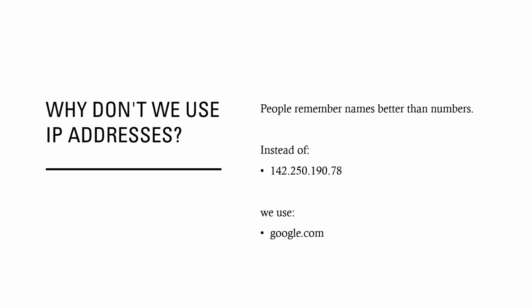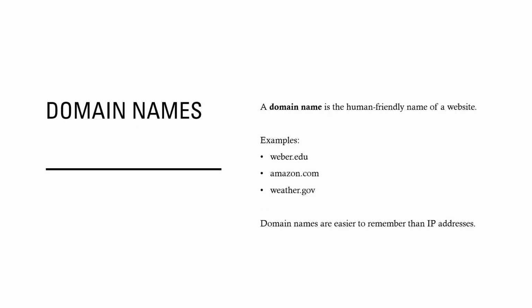So to solve this problem, websites are assigned a domain name. That's much easier for us to remember. Behind the scenes, the browser still needs the website's IP address. So the domain name is just a human readable name of a website. So instead of typing in that long IP address, we just type in a name like weber.edu or weather.gov.